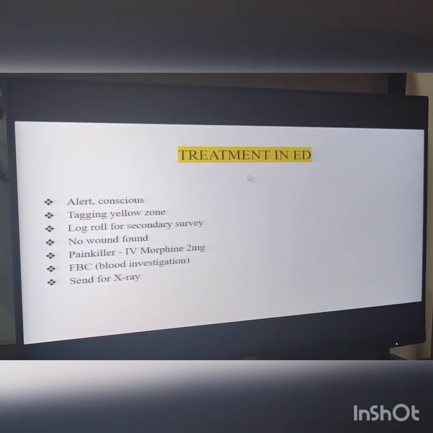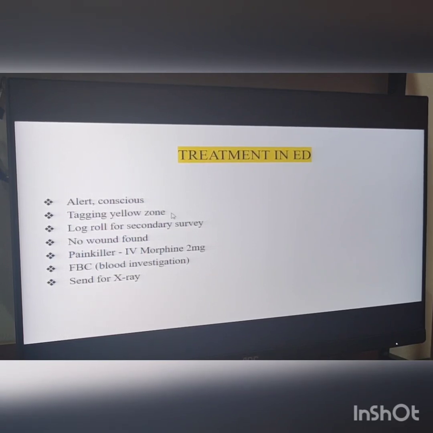For the treatment in ED, within 10 to 15 minutes we already reached the emergency department, Hospital Kajang, and the patient was still alert and conscious. The MA, medical assistant in triage, took the patient to the yellow zone. So we put the patient in the yellow zone, bed number 8. I already passed over the case to Dr. Nita, who is in charge of the yellow zone. So the patient looks stable, no problem.